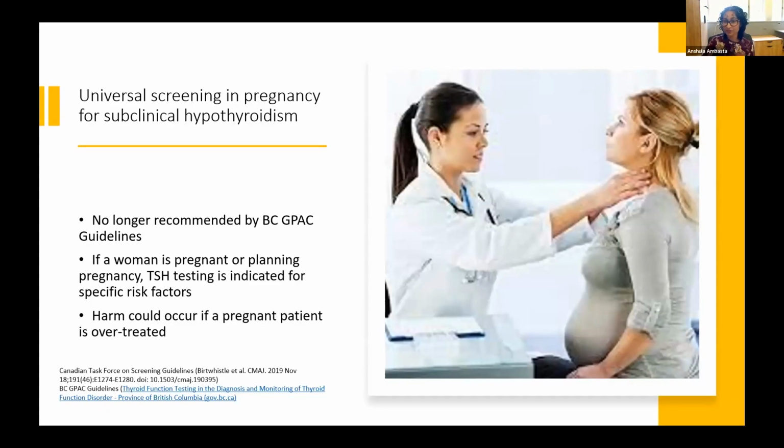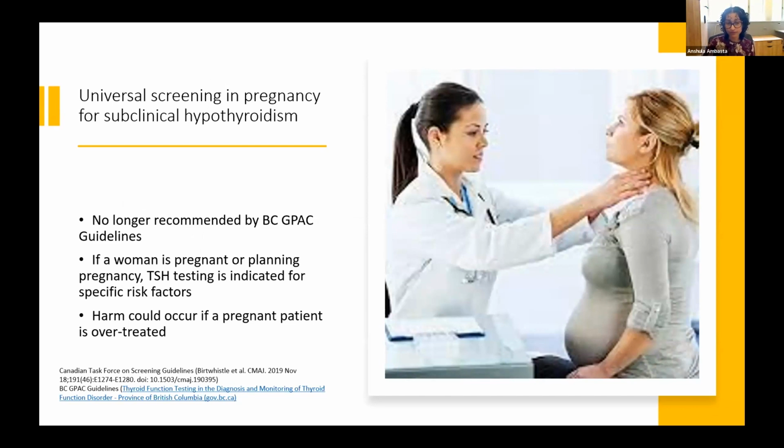So you'll find out as you start looking through the data and guidelines that universal screening in pregnancy for subclinical hypothyroidism is actually no longer recommended by the BCGPEG guidelines. If a woman is pregnant or planning pregnancy, TSH testing is indicated if there are certain specific risk factors that put them at risk for thyroid disease. In fact, harm could occur if a pregnant patient is overtreated.